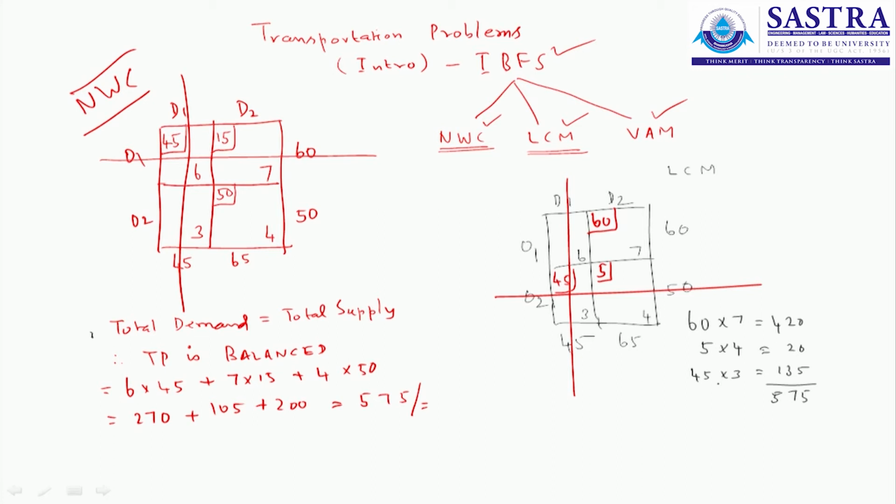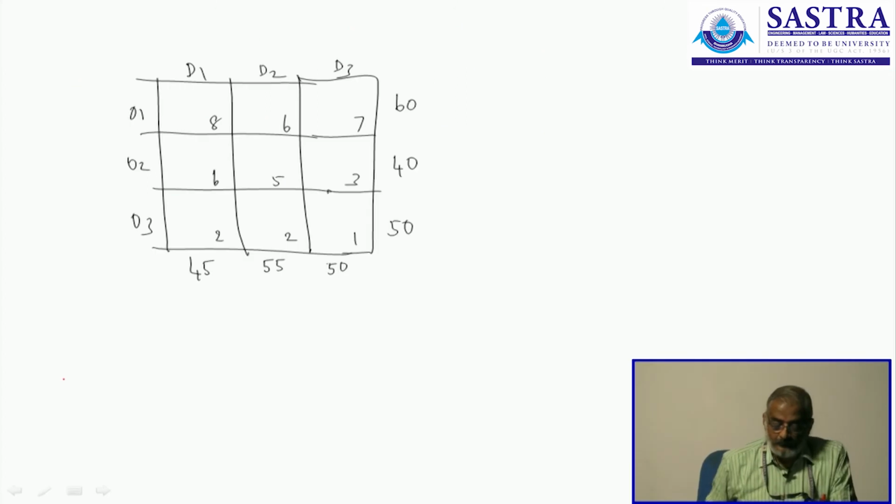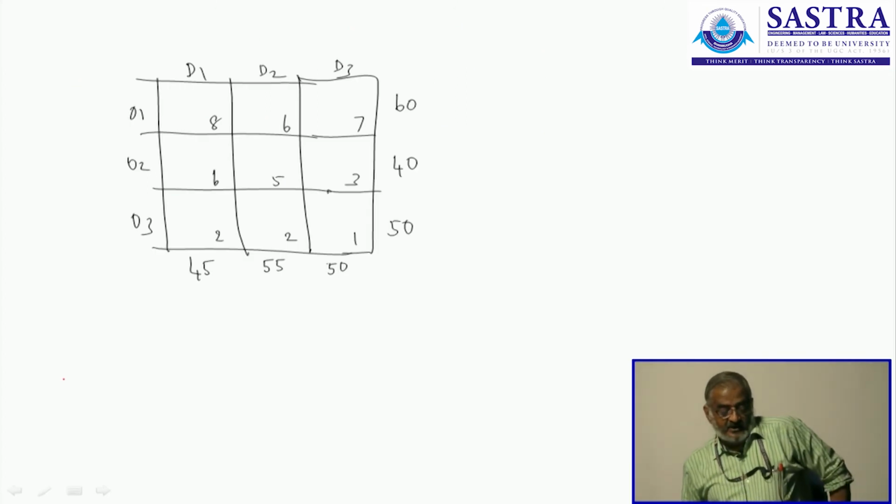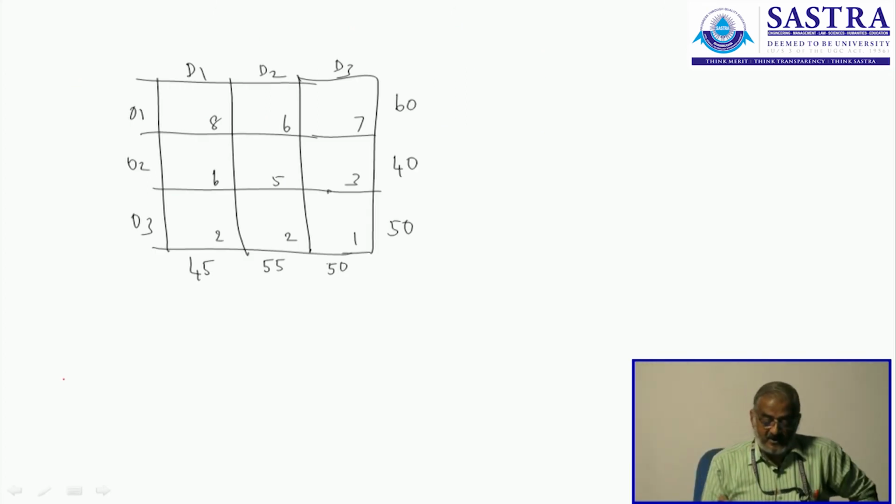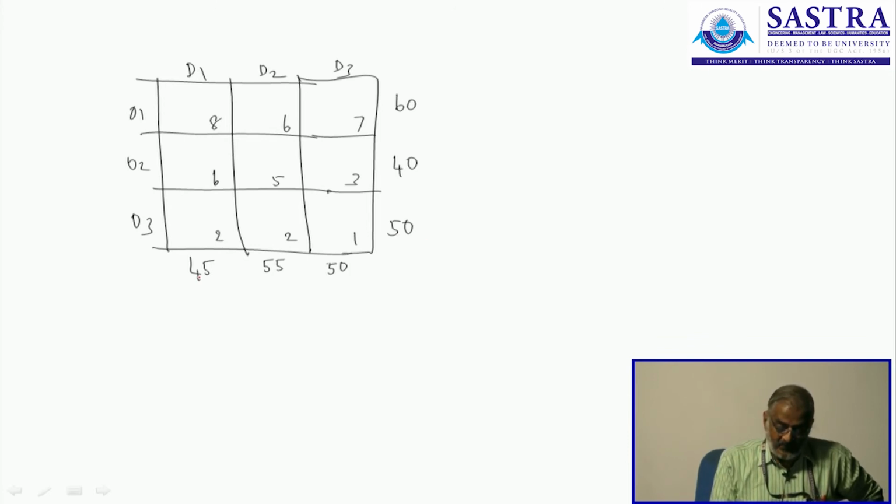Now to tell you what is Vogel's approximation, let me take this 3 by 3 transportation problem where supply are 60, 40, 50 units and demands are 45, 55, 50 units with a unit transportation cost distributed over the table like this. Let us first solve this using northwest corner rule in a quick manner.